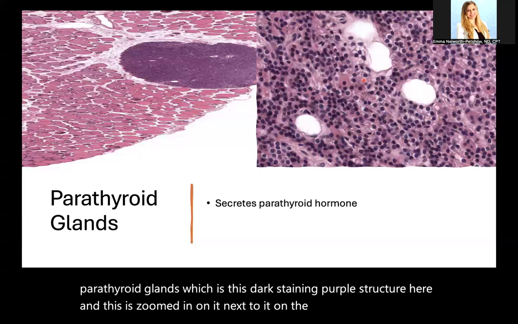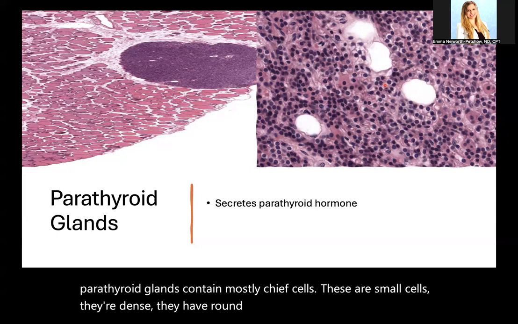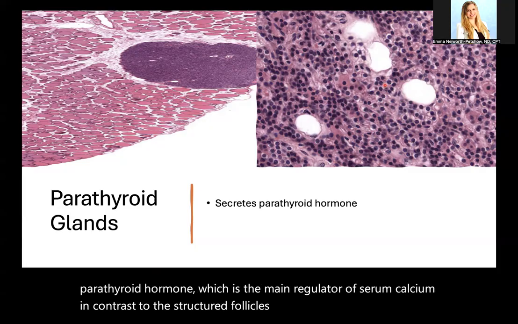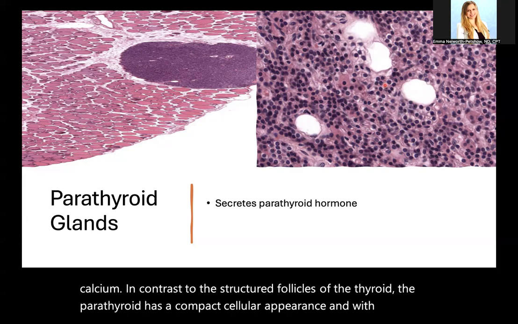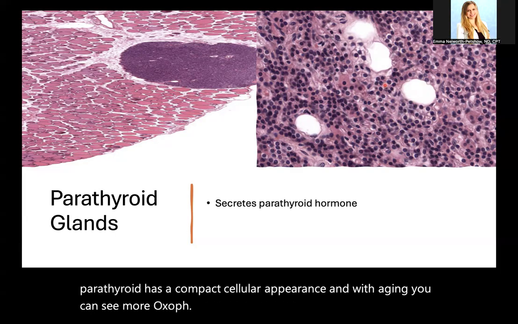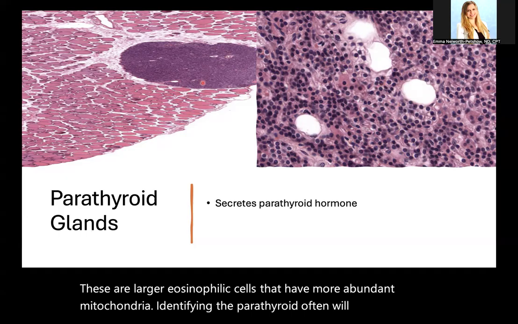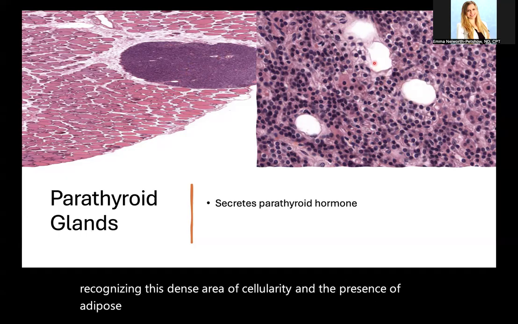Our parathyroid glands contain mostly chief cells. These are small cells, they're dense, they have round nuclei, and they produce parathyroid hormone, which is the main regulator of serum calcium. In contrast to the structured follicles of the thyroid, the parathyroid has a compact cellular appearance. With aging, you can see more oxyphile cells. These are larger eosinophilic cells that have more abundant mitochondria. Identifying the parathyroid often depends on recognizing this dense area of cellularity and the presence of adipose tissue, as seen scattered throughout.